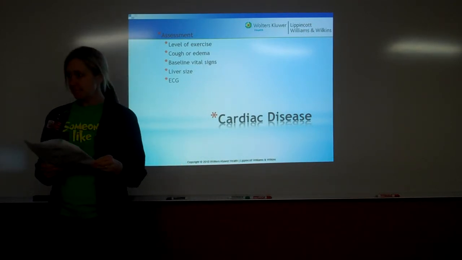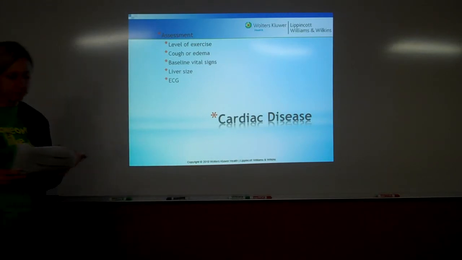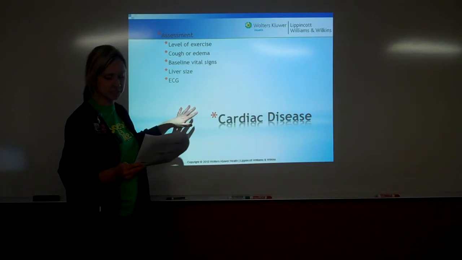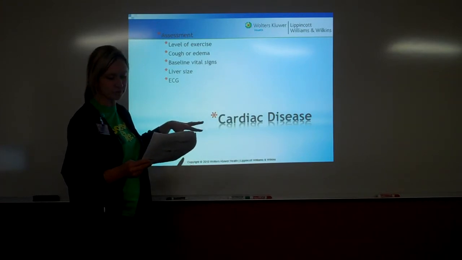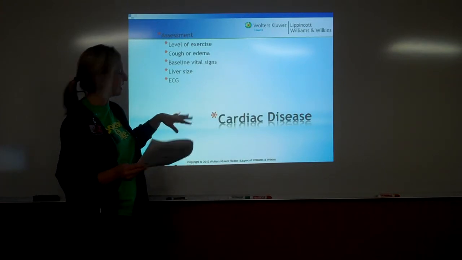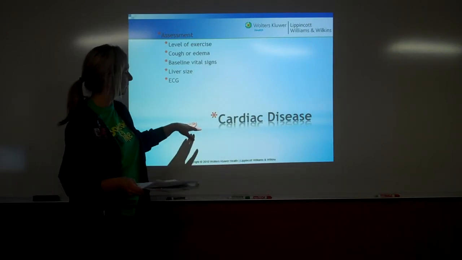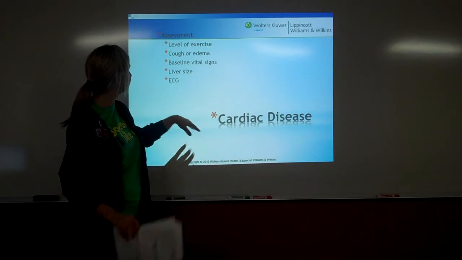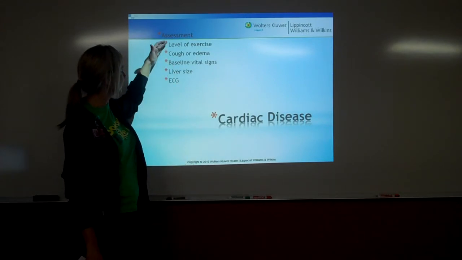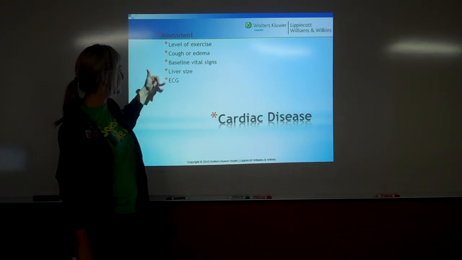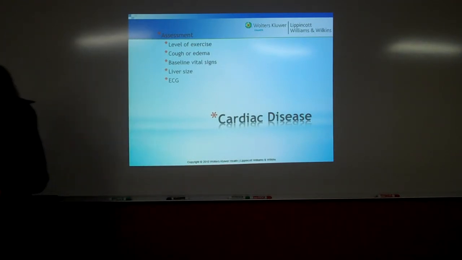Starting, I believe, with this one: cardiac disease. There are different classifications based upon the severity of your pregnant patient's cardiac disease, 1, 2, 3, and 4. They are evaluated at months 3 and 7 during pregnancy. This is all in your ATI book. You want to know the level of exercise, if they have any cough or edema, baseline vitals, their liver size, and get a baseline ECG on them.